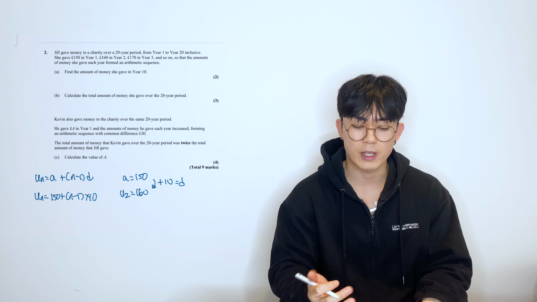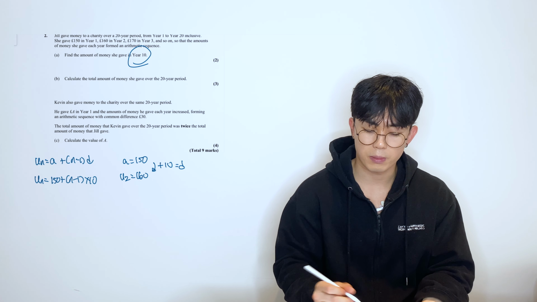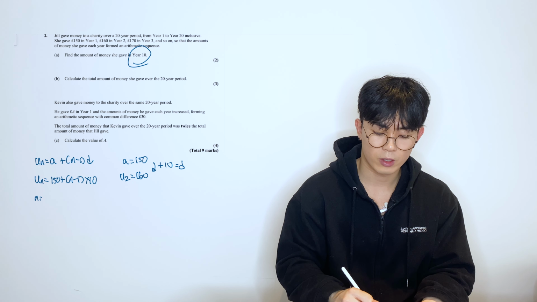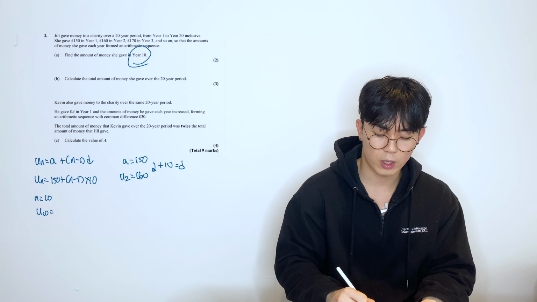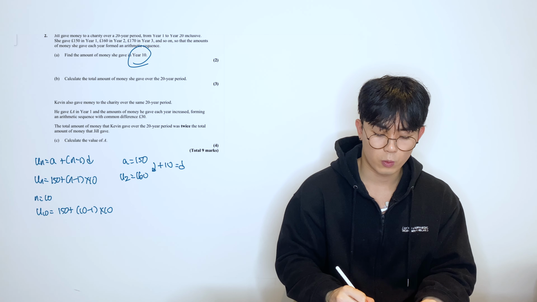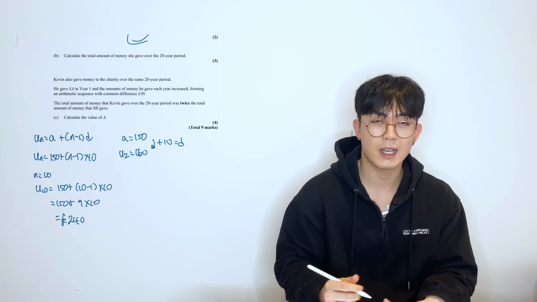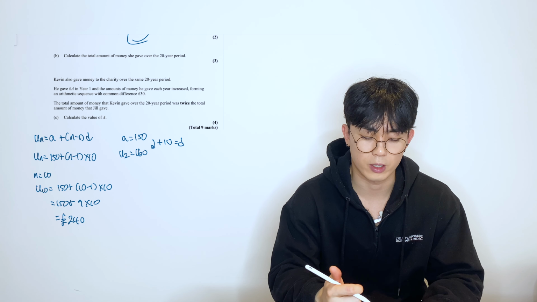So we need this because they're asking us how much did she give in year 10. So all we need to do now is plug in n is 10. So U10 will give us 150 plus (10 minus 1) times 10, which is 150 plus 9 times 10, which is equal to £240. So in year 10, she gave £240 to charity.